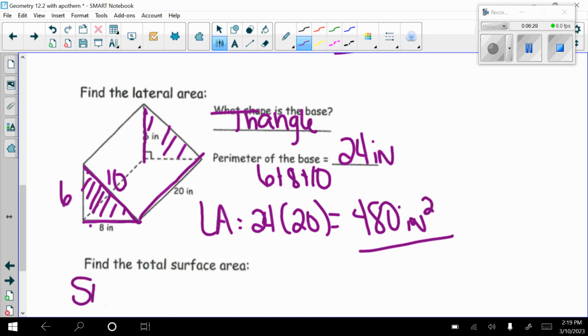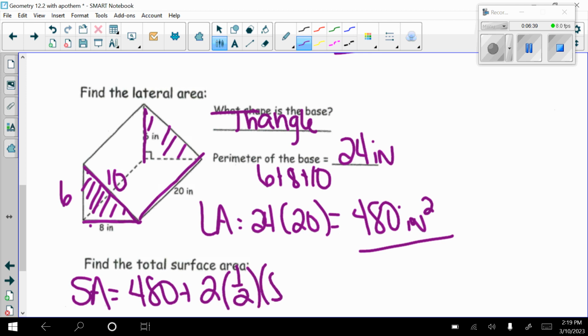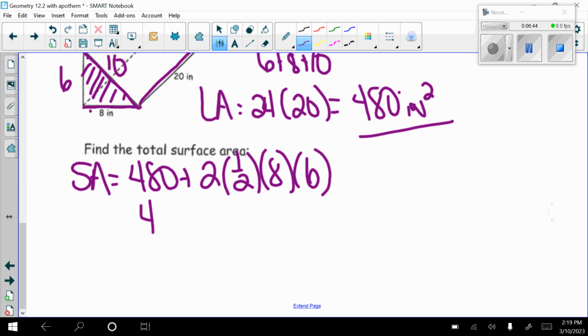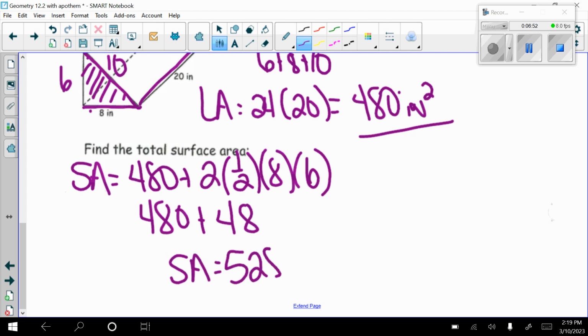So then the surface area is my lateral area, 480, plus 2 times the area of the base. My base is a triangle. The area of a triangle is 1/2 base of the triangle, 8, height of the triangle, 6. So when I work this out, I get 480 plus, so the 2's cancel, 8 times 6 is 48. So 480 plus 48 is 528 square inches.